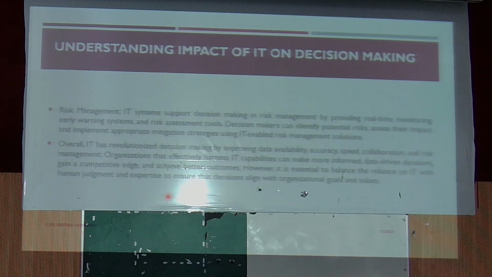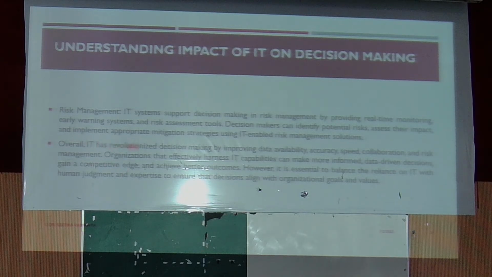Okay. Risk management. IT systems support decision making in risk management by providing real time monitoring. जैसे अभी हमने पिछले example में किया था, if there is a downtime, so we can just have a control by getting a quicker idea of the failure in the system. So if we are getting the real time data, if we are getting the real time information, then the probability of the downtime or things going in the wrong direction, or maybe on the negative side, can be quickly identified and quickly dealt with.